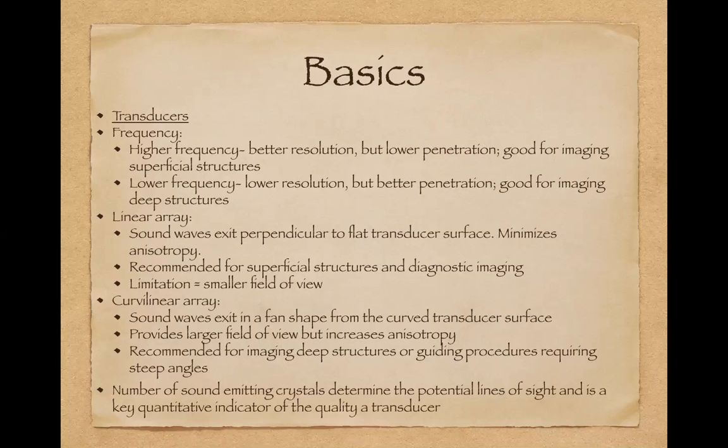We typically use a linear array, where the sound waves exit perpendicular to a flat transducer surface, which minimizes the artifact anisotropy and is recommended for superficial structures in diagnostic imaging. Of course, the limitation is a smaller field of view. With the curvilinear array, the sound waves exit in more of a fan shape from a curved transducer surface. It produces a larger field of view, but increases your risk of anisotropy, and you typically use it for imaging deep structures or guiding procedures.